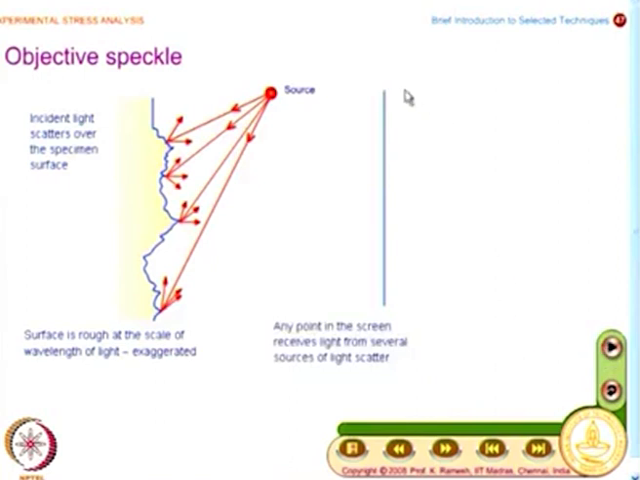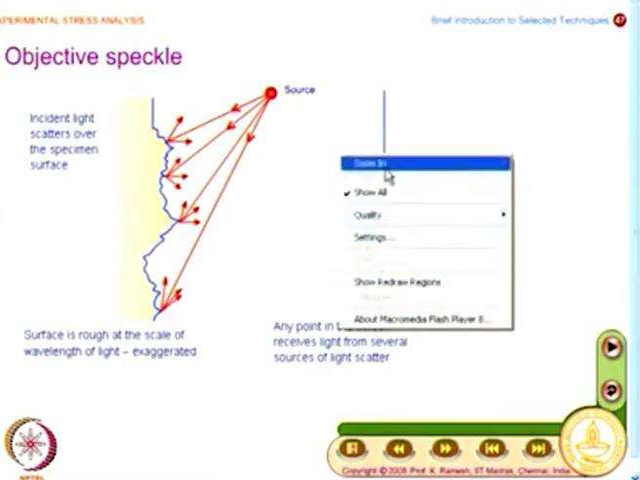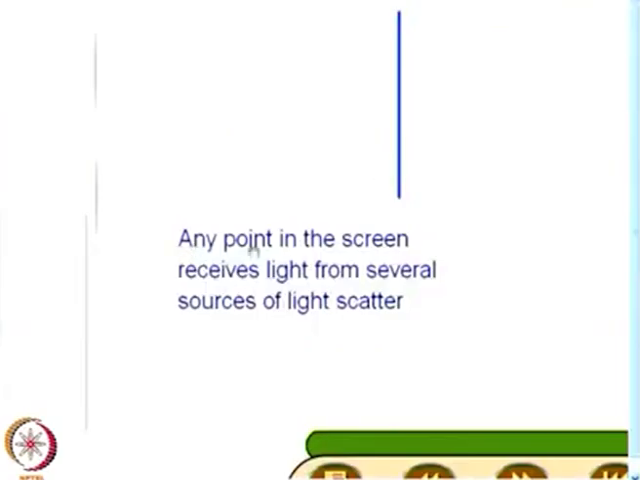Now, what I am going to do is put a screen, and this screen is sensitive to whatever light falls on it, or I could have a CCD camera with its lens removed. I do not keep a lens in this process. And this is what you will have to look at, again a very important point: any point in the screen receives light from several sources of light scatter. This I want you to observe.